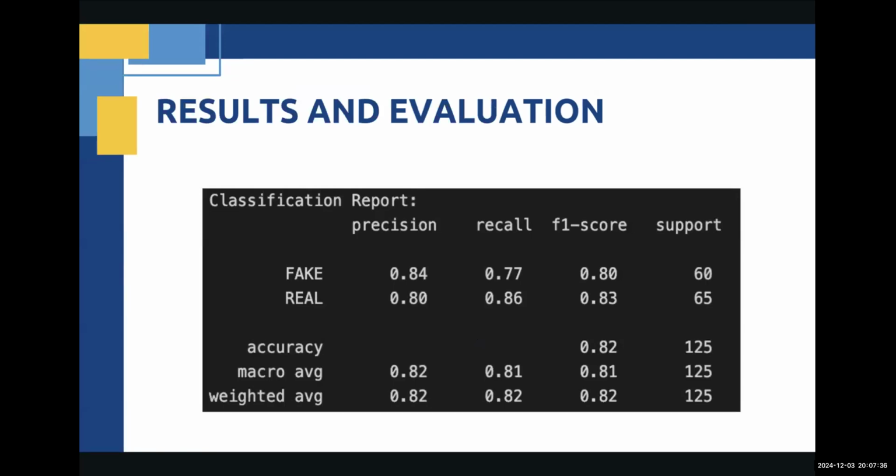So this is our classification report, which shows our model's performance in identifying fake and real videos. With an overall accuracy of 82%, the model achieves a slightly higher F1 score for real videos, which is 0.83, as compared to the fake ones, which is 0.8. It indicates a strong balance in performance across both classes. Moving ahead to the next results.